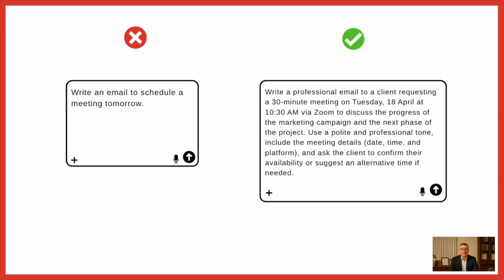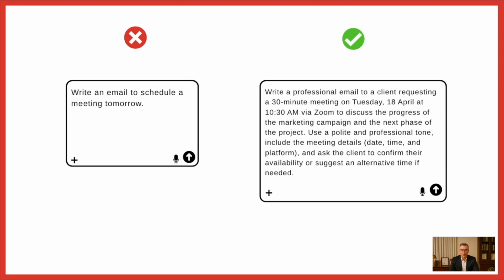When you provide clear details and context, like "write a professional email to a client requesting a 30-minute meeting on Tuesday, April 18th at 10:30 a.m. via Zoom to discuss the progress of the marketing campaign and the next phase of the project. Use a polite and professional tone. Include the meeting details, date, time, and platform, and ask the client to confirm their availability or suggest an alternative time if needed," AI can produce more accurate and useful outputs.